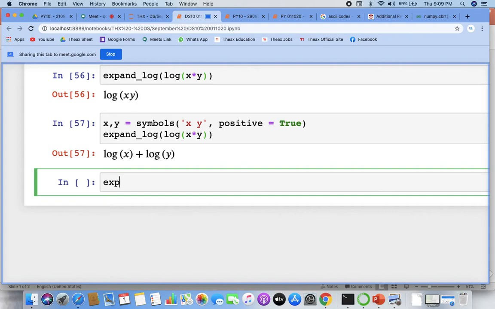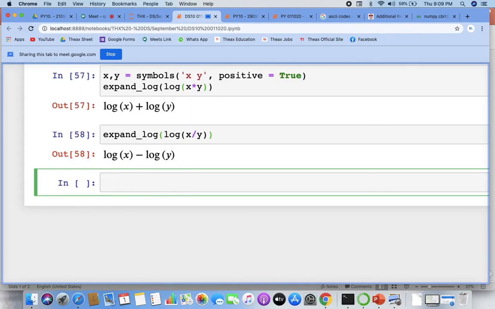So what will be the expansion of log x divided by y? Log x minus log y. Fine. Good.